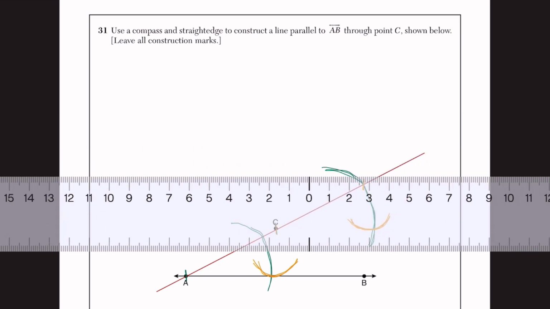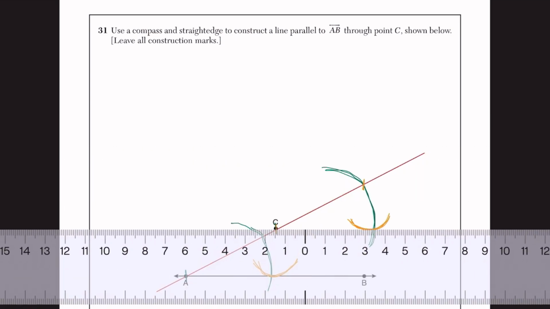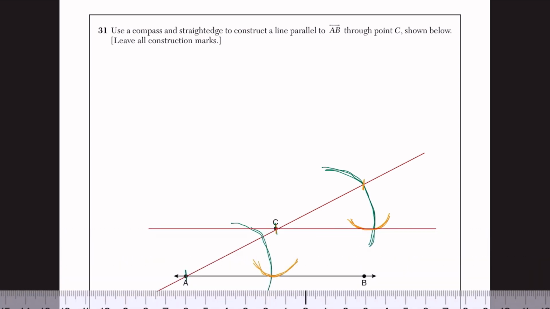And taking your straight edge again, you want to line up the intersection and point C, and you can draw a line. And that line is going to be parallel to line AB.